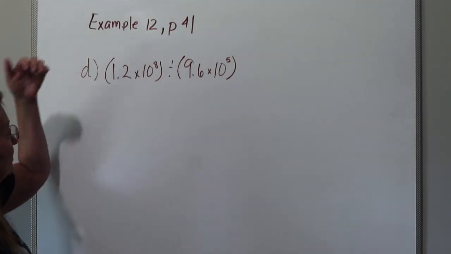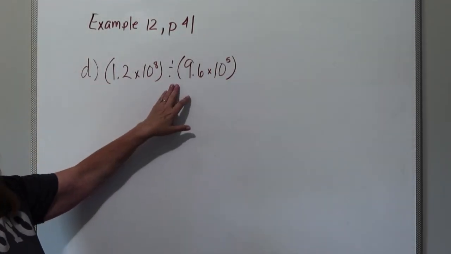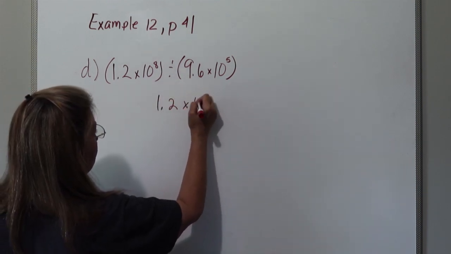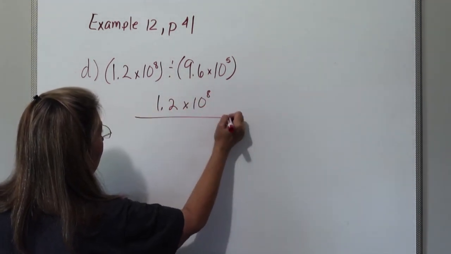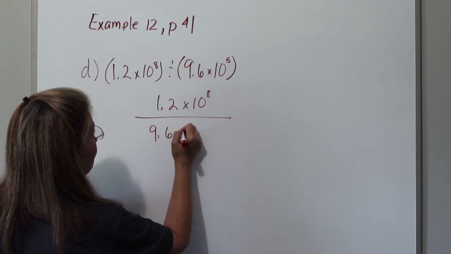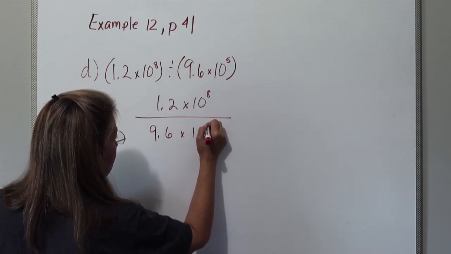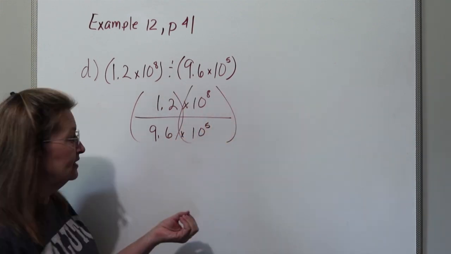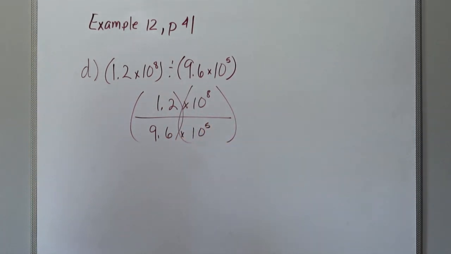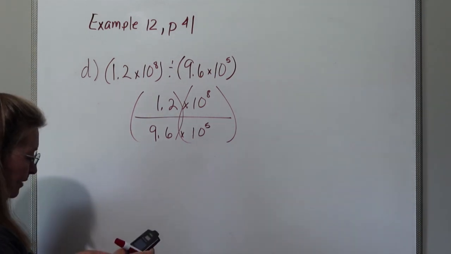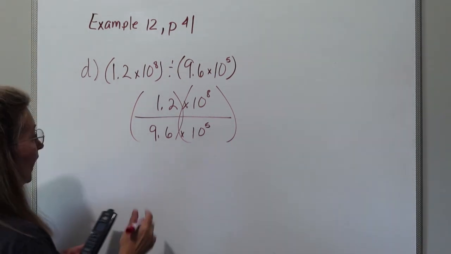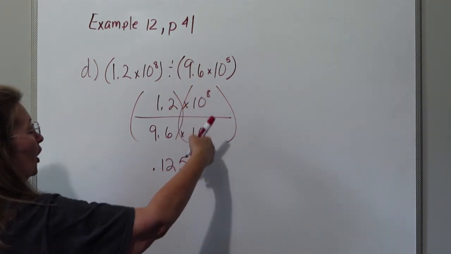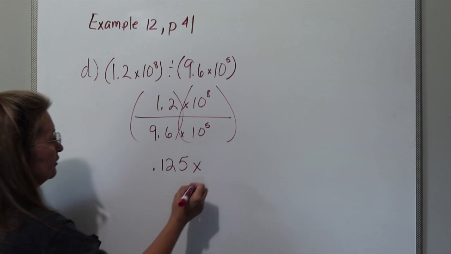So 1.6308 times 10 to the 19th. Problem D from example 12. This one is division. So what I'm going to do is put 1.2 times 10 to the 8th on top of 9.6 times 10 to the 5th. Then I can regroup just like this and simplify. So when I do 1.2 divided by 9.6, I get 0.125 times, right here I've got 10 to the 8th over 10 to the 5th.